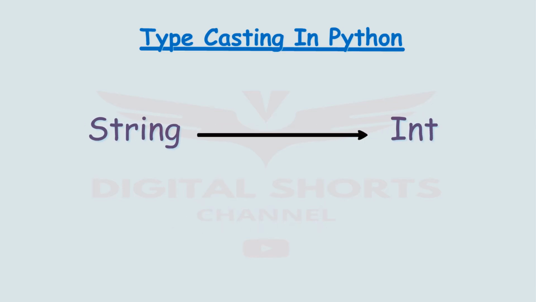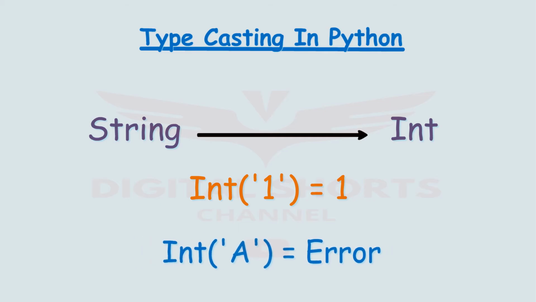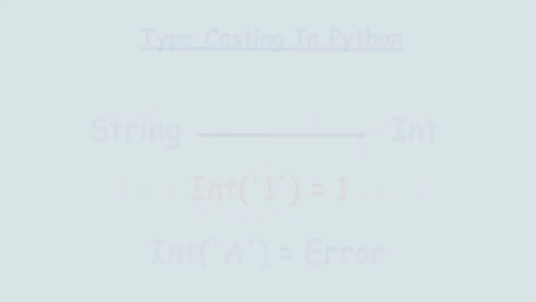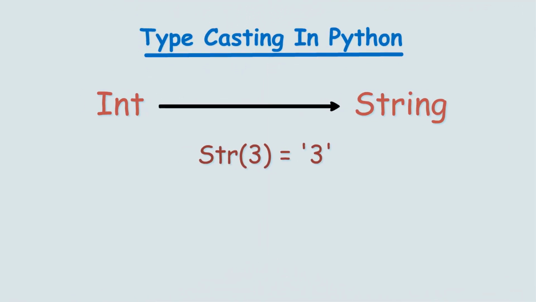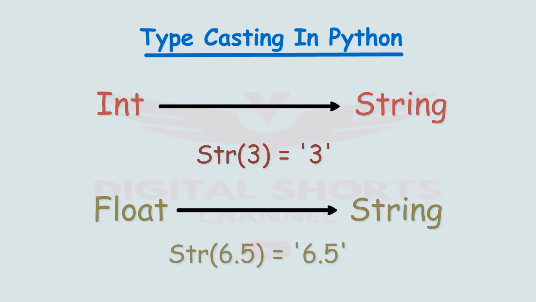If a string contains an integer value, you can convert it to int. If we convert a string that contains a non-integer value, we get an error. You can convert an int to a string, or a float to a string.